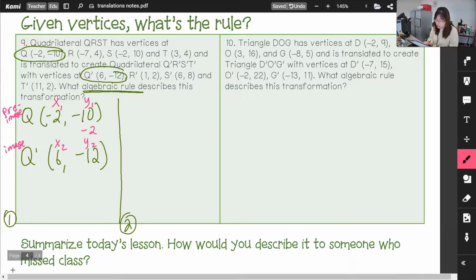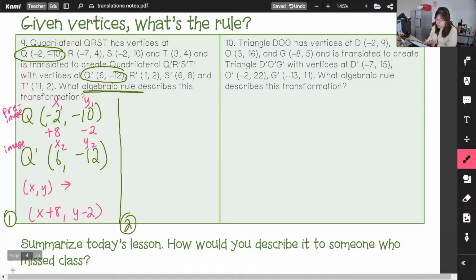Same thing over here with x. It starts out at -2 and it becomes 6. Well, it started out negative, became positive, so you know you're adding something. Okay, in this case it is 8. So -2 plus 8 gives you positive 6. So based on that, you could see that the rule is xy becomes x plus 8, y minus 2. Okay, so if you're good at spotting patterns, then when you line the coordinates up like that, you can see exactly what happened, and you can come up with a rule like that without really doing any math.